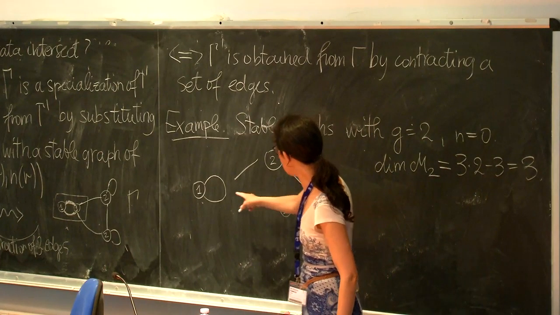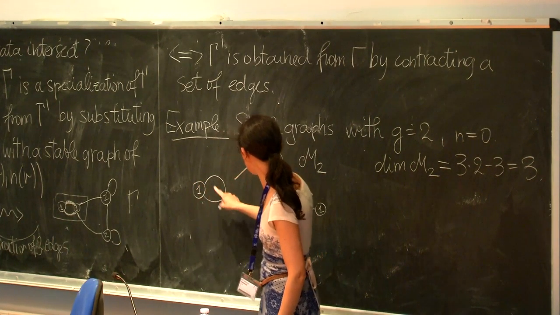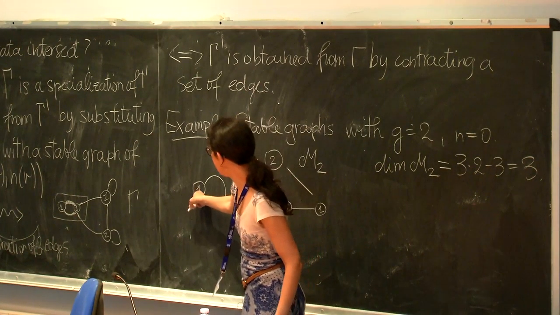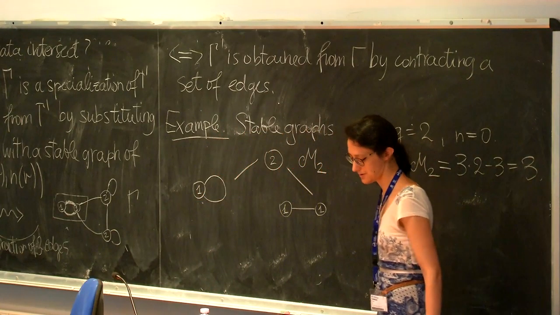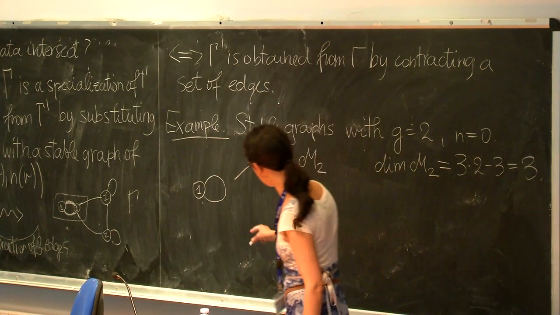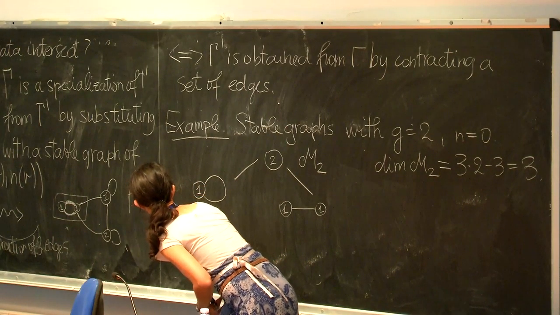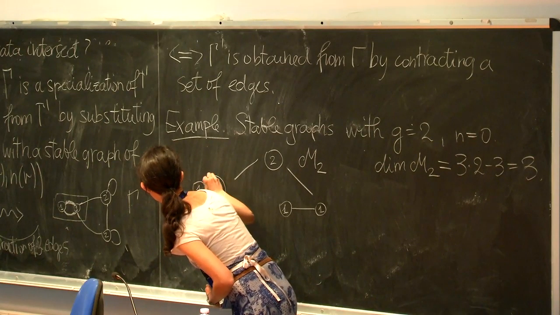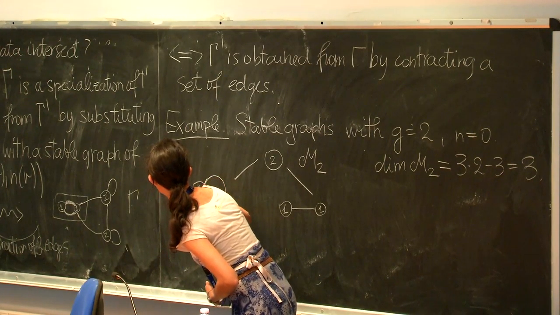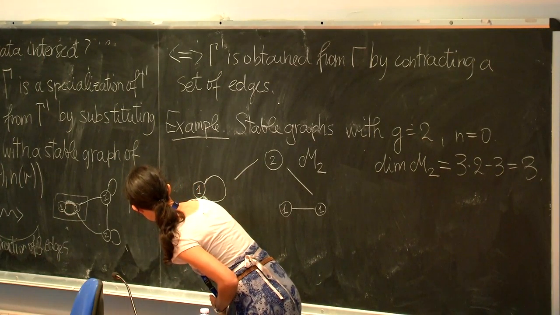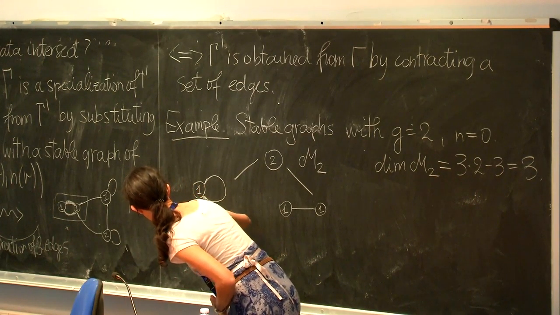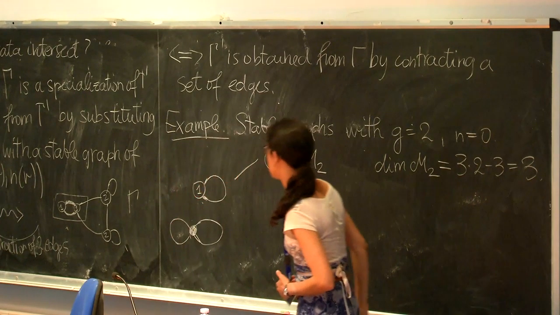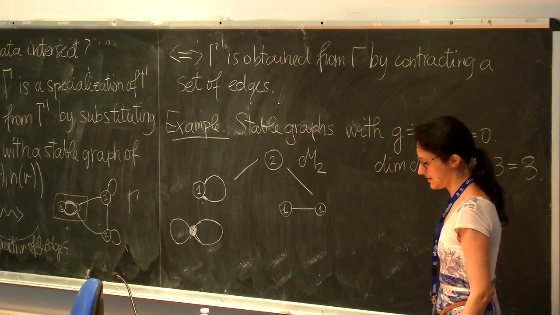So this means that we need to create more graphs by specializing some of the vertices. So what can we do here? For instance, we can specialize this component of genus 1 with 2 marked points with something which is of genus 0, so rational, but with a loop. And then we keep this. So this is a possible codimension 1 stratum.